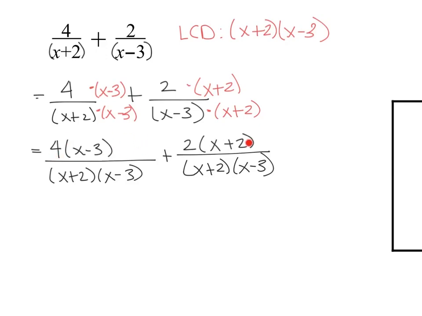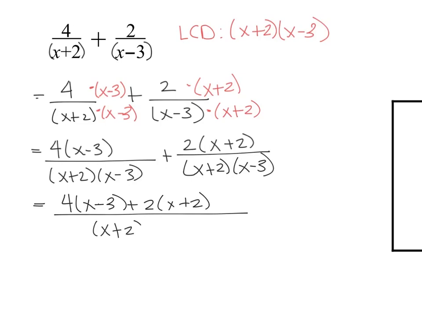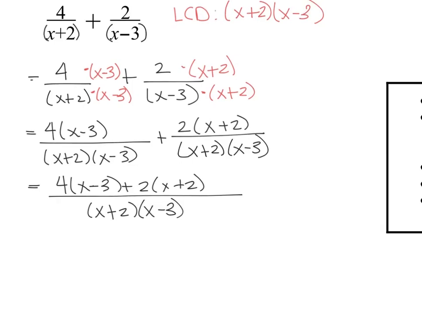Therefore, we can add the numerators and leave the denominator alone. So in the numerator, we have 4 times x minus 3 plus 2 times x plus 2. And then all over x plus 2 times x minus 3. So now it is so tempting. I see an x minus 3 and an x minus 3. It's so tempting to cross those out.